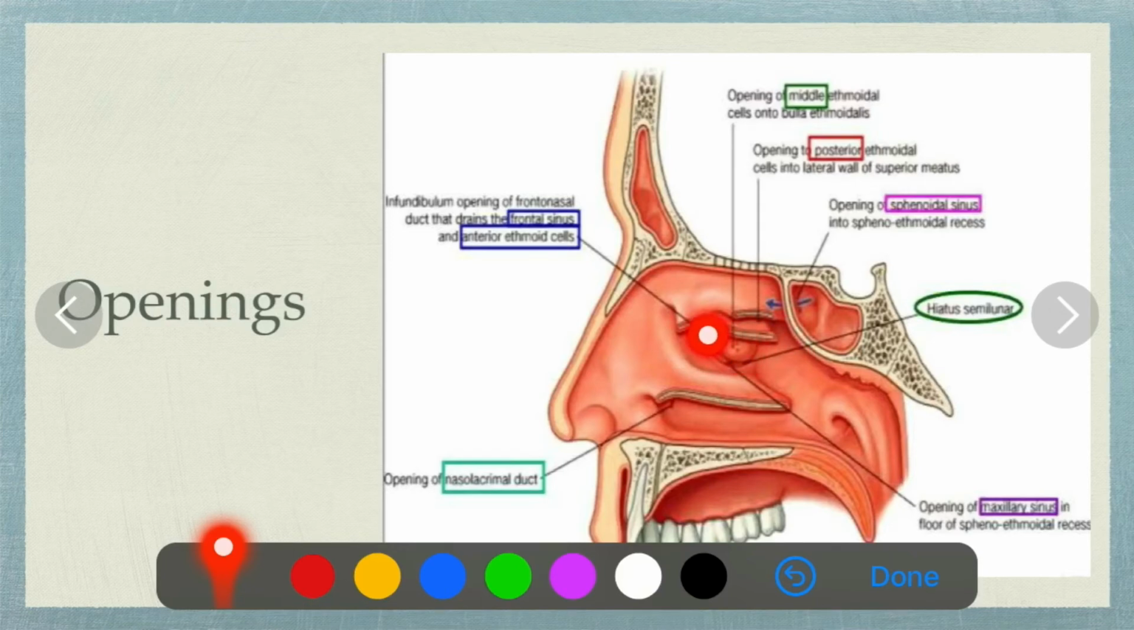In the anterior part of the hiatus semilunaris is the opening of the frontal air sinus. In its middle part is the opening of the anterior ethmoidal air sinus, and in its posterior part is the opening of the maxillary air sinus. And lastly is the opening of the nasolacrimal duct into the inferior meatus.